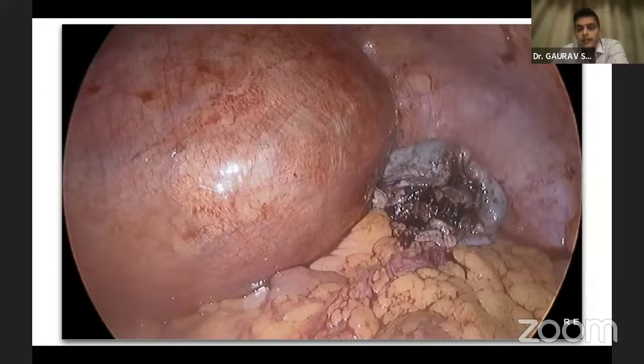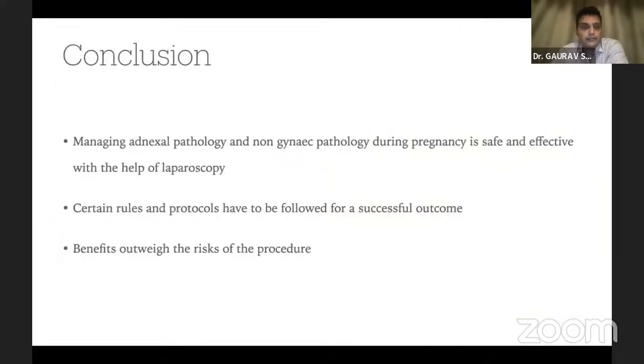And as you can see, the cystectomy was done and the normal ovarian tissue left behind. So to conclude, managing these ovarian cysts or any adnexal pathology for that matter is a dilemma not only for the patient, but even for the obstetrician and the laparoscopic surgeon. So having a good team approach in these cases really helps. And these patients do really well.